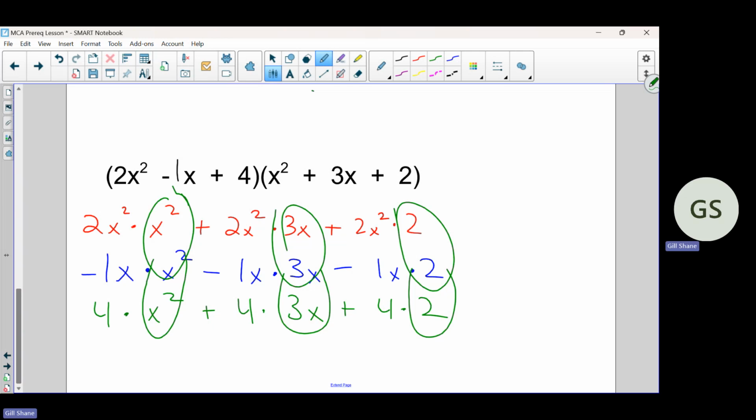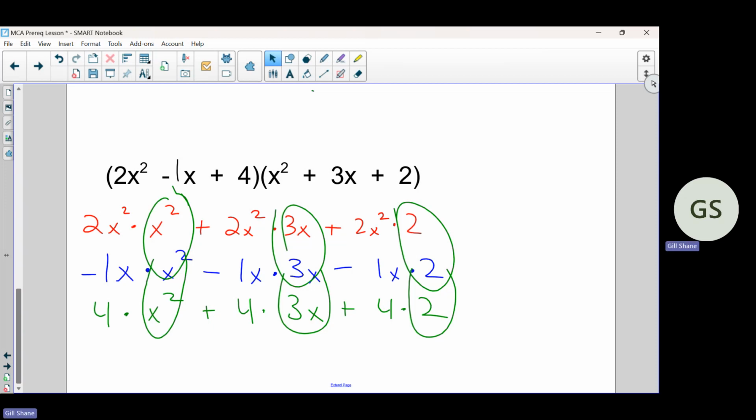Now we have to get the answers for all three of those and combine all of that into one expression. Combine all the like terms. I'm going to have to write small on this. So what is 2x squared times x squared? What is the rule that we should be following? Product rule. What do we do in the product rule? Just combine the exponents. That's all we can do.